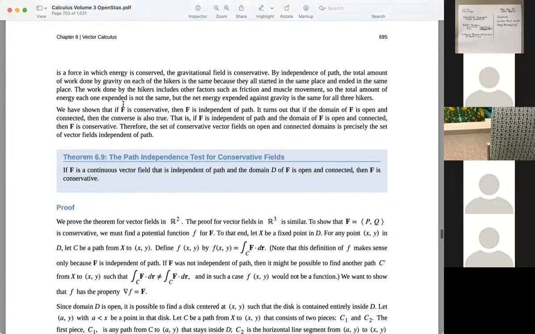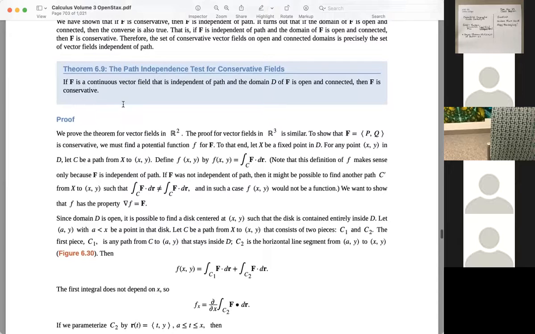Let's try theorem 6.9. Theorem 6.9 says, could you work backwards? If you found you were in the presence of a field that was line integrals independent of path, could you conclude that you were in the presence of a conservative field? Well, this theorem says, if you add one more condition, if you're observing a continuous vector field where the line integrals are independent of path, and the domain of this field is open and connected. And it doesn't say simply connected yet, that's a different matter, but open and connected. You can get from one place in the domain to another place in the domain on a path that is completely within that domain. Then you have a conservative field.